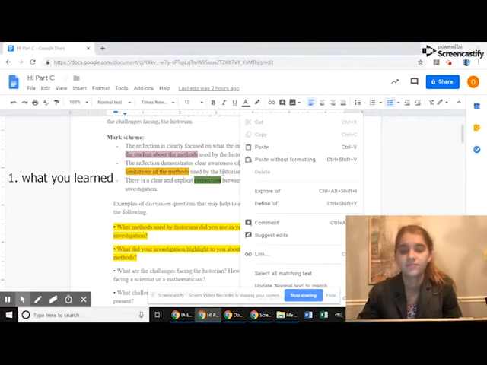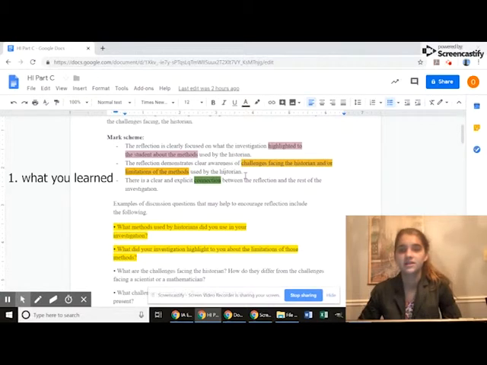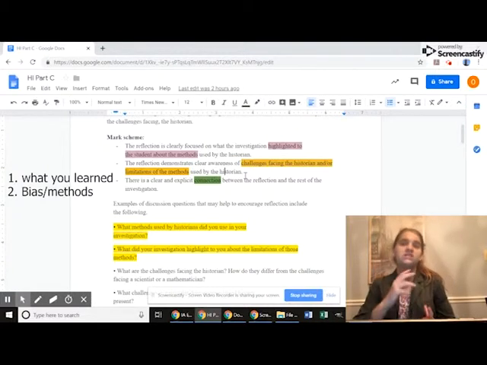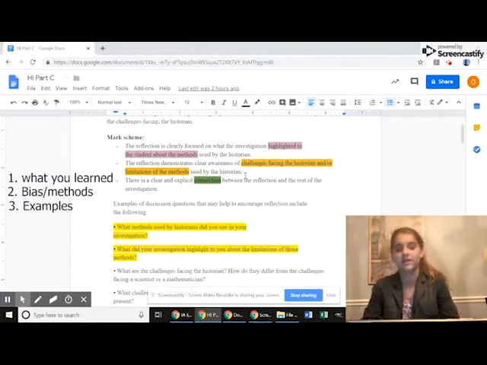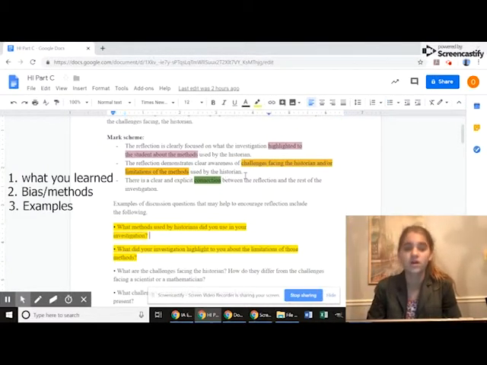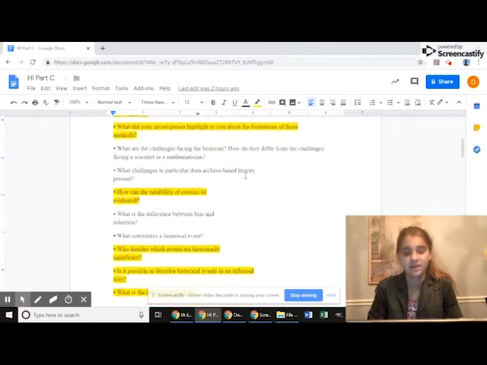So that's going to be something like evaluating bias in your sources. And then number 3, it wants you to make connections to your actual investigation. So use specific examples when you had to look for bias or something like that. So we're gonna look at an example real quick.